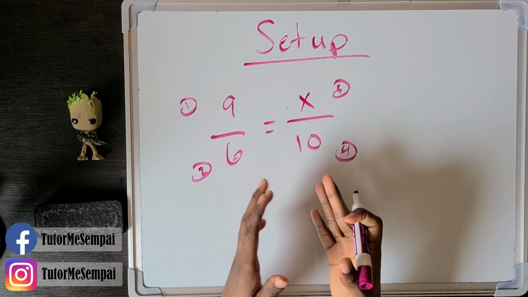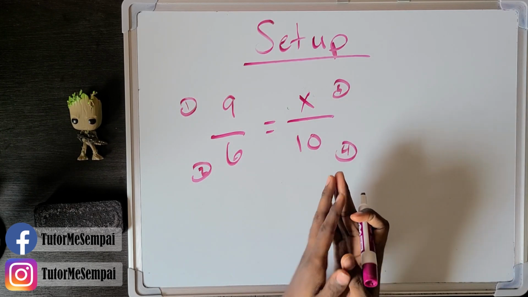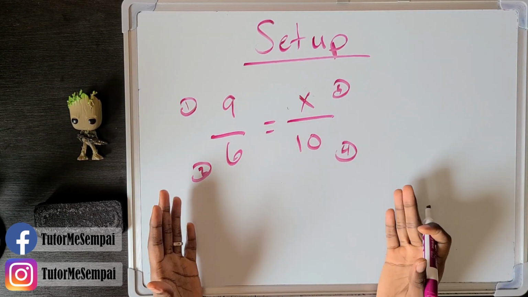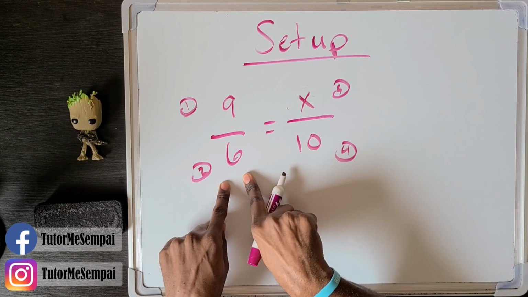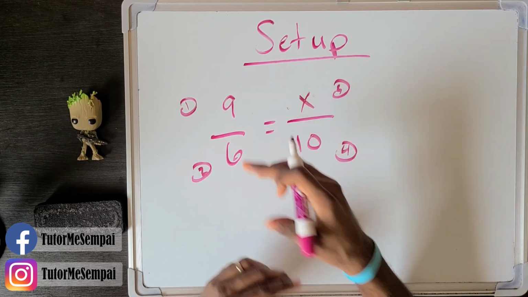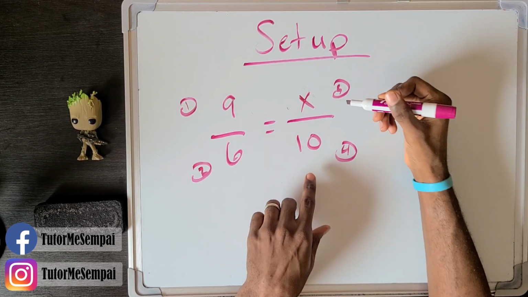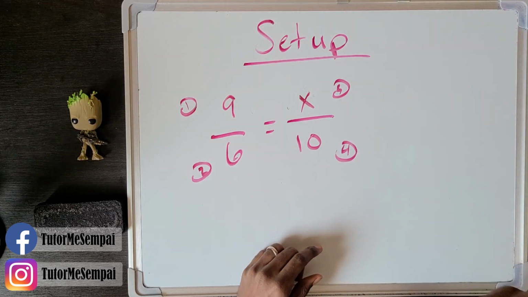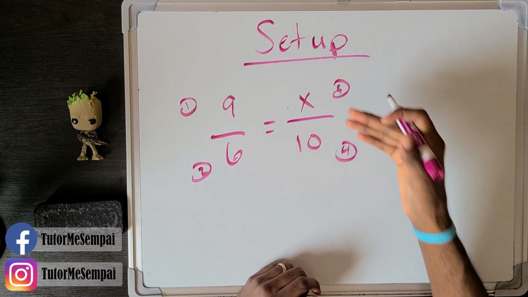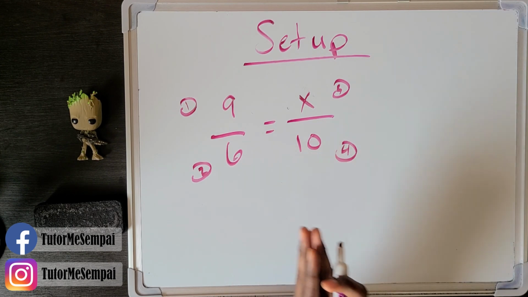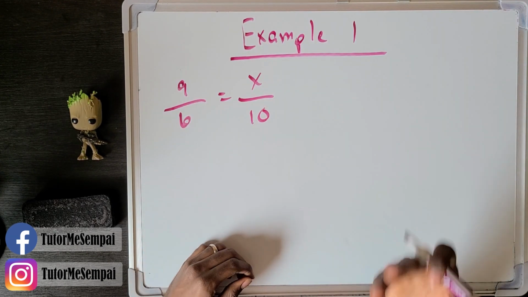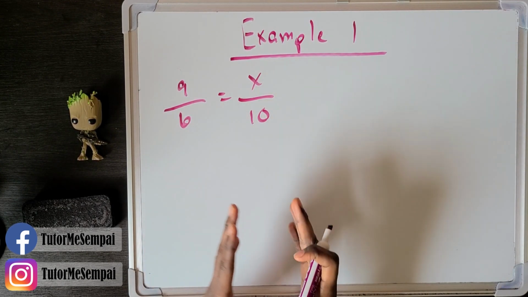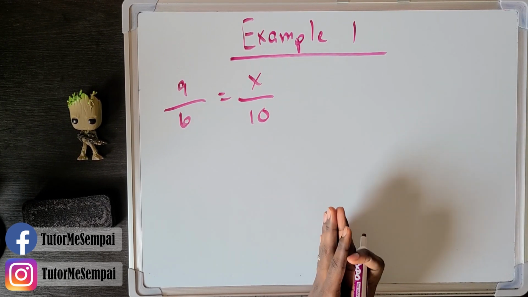So X is going to be our variable for this question. And this is how your proportion is going to be set up. You're going to have one ratio that has both of its components, the numerator and the denominator, known, and you're going to have another ratio where only one of them is known. Once you set up your proportion this way, you can move on to solving that proportion. So let's figure out how to solve this proportion. We've already set it up, so let's figure out what our missing number is.